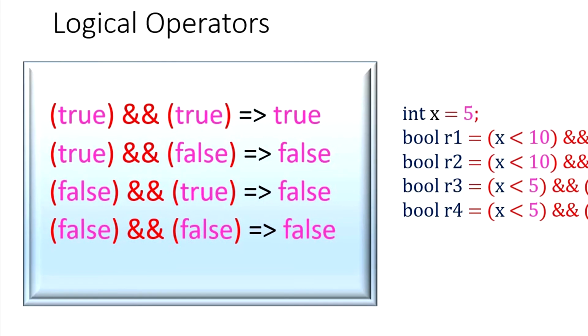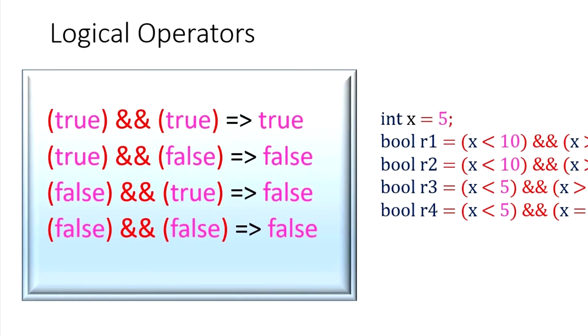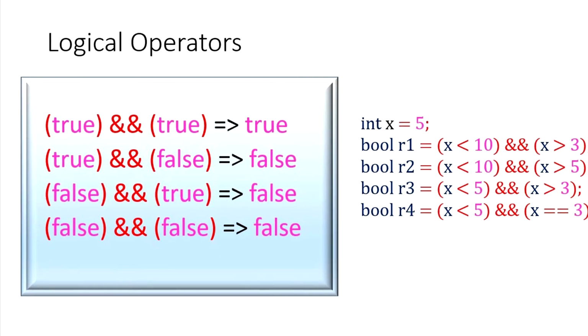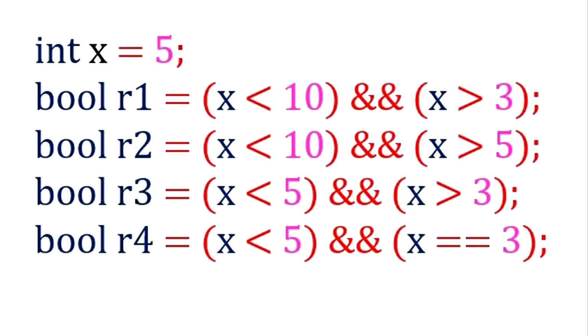So, if the operand at the left is false, the AND operation will not bother checking the operand at the right. In this example, x is 5. R1 is true because both the conditions are true. R2, R3, and R4 are false.